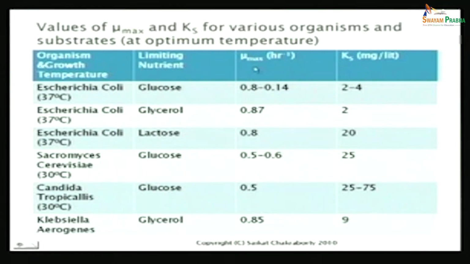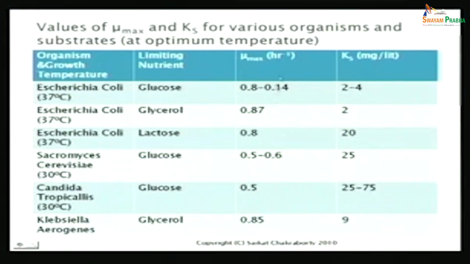So what you find is that the mu max, irrespective of whatever microorganism you're growing and whatever substrate you're using, more or less remains around the same number. Whereas Ks changes, but again the range of Ks for many of these is around the 20s and some of these in the 10s. But again, what I'm trying to say here is that the order of magnitude remains more or less the same. So the order of magnitude doesn't change too much. It's still in the range of 1 to 100, that order.